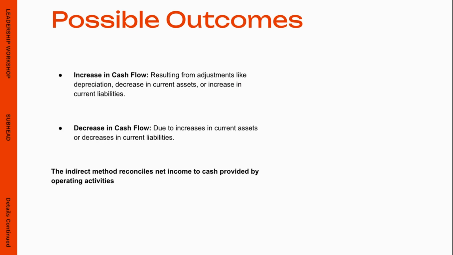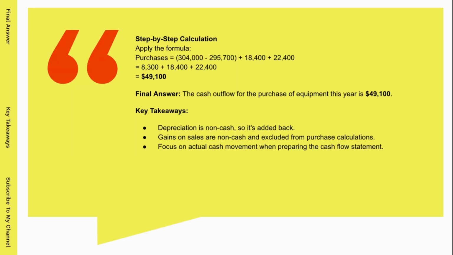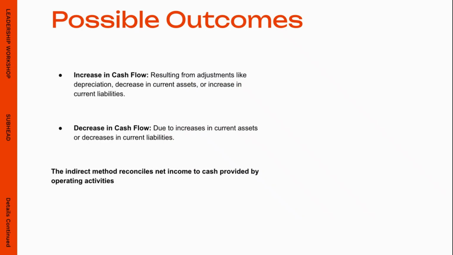Okay, that makes sense. So now I want to go deeper into this. If you have any problem like the question, we have already solved it. We got the final answer: the cash outflow for purchase of equipment is 49,100. But I will take it one step deeper on what the possible outcomes of cash flows are in all cash flow indirect method scenarios. So I'm going to sum that up for you guys.